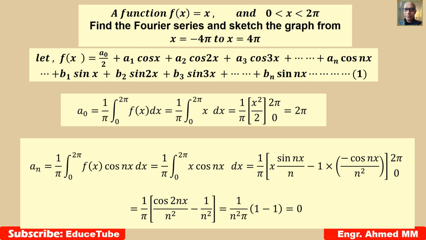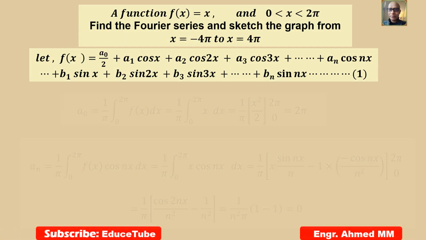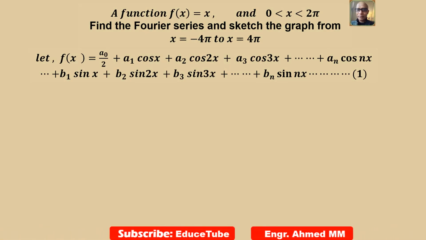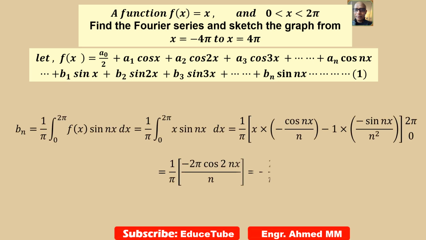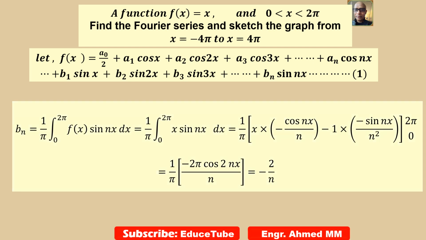Now let's move on to finding bn. Same equation I put, only the thing we have to find is bn using this equation and putting the values of all the other things. I got minus 2 by n.